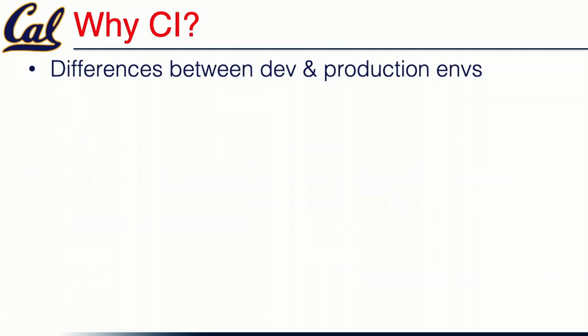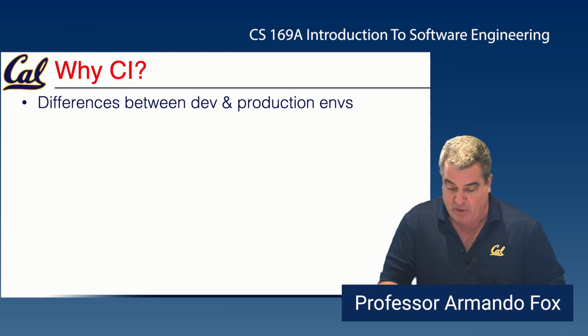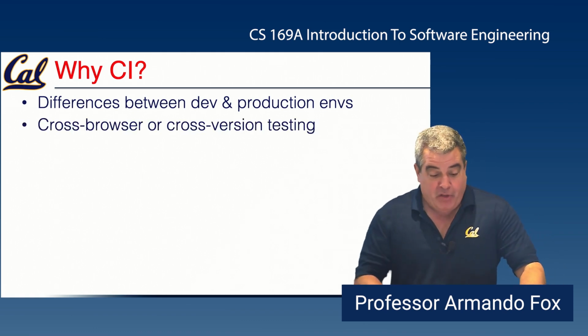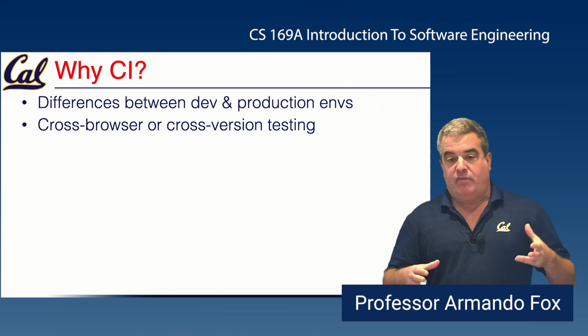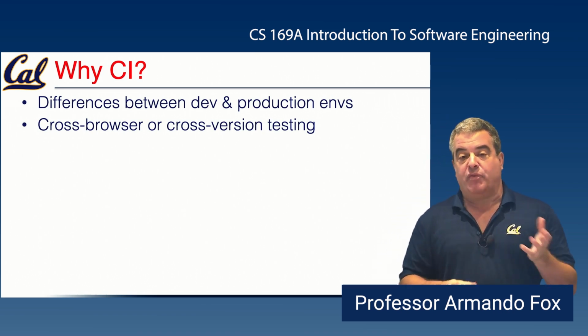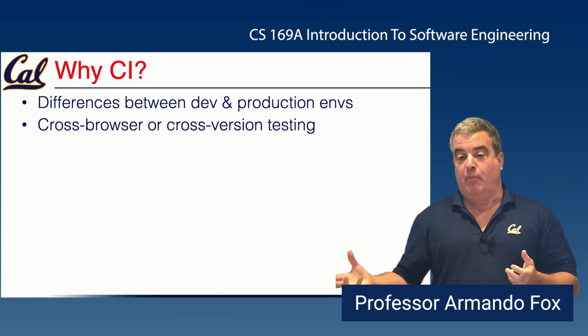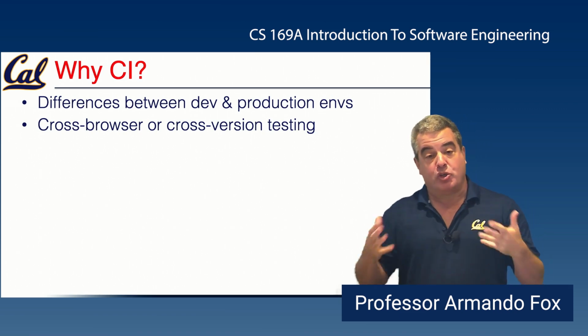So again, reasons to do this, differences between development and production environments. You might have a CI environment that is closer to the production environment and so might catch some things you might otherwise miss. Another big one is cross-browser testing. If you've got a lot of sort of interactive features and you need to make sure they work with different versions of a browser or browsers from different companies, there are services that will do this.